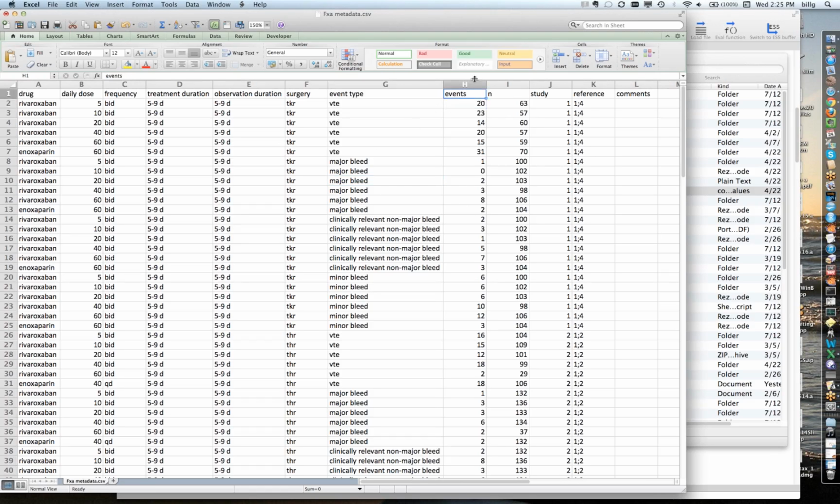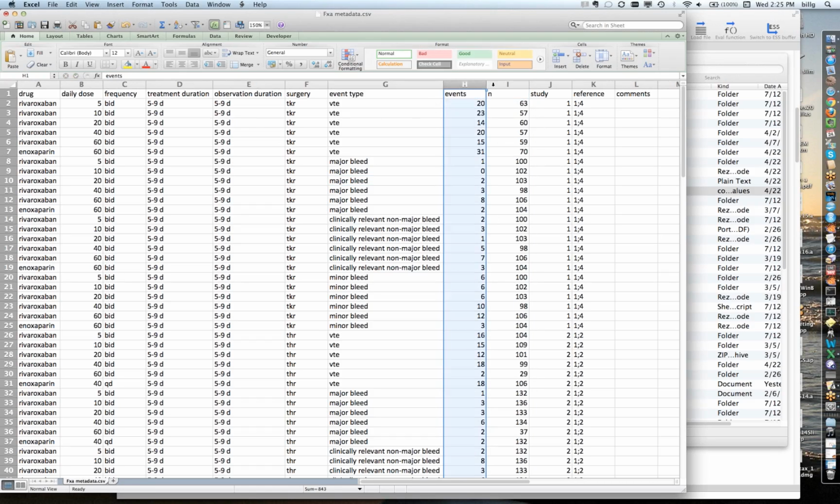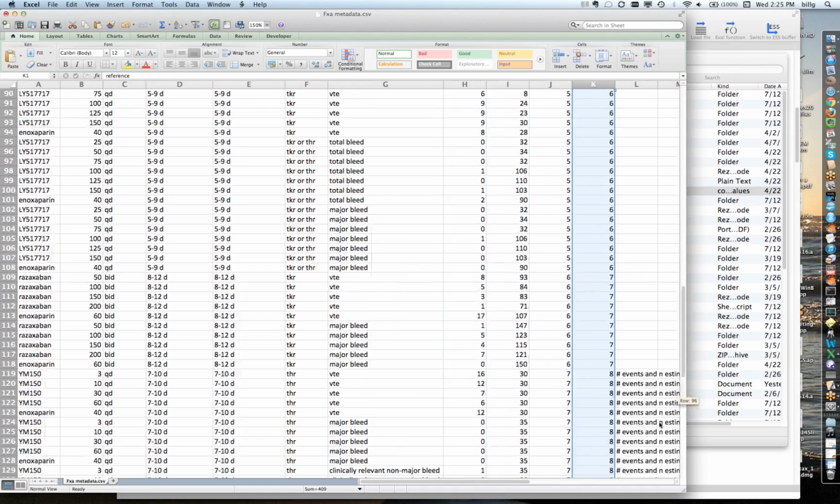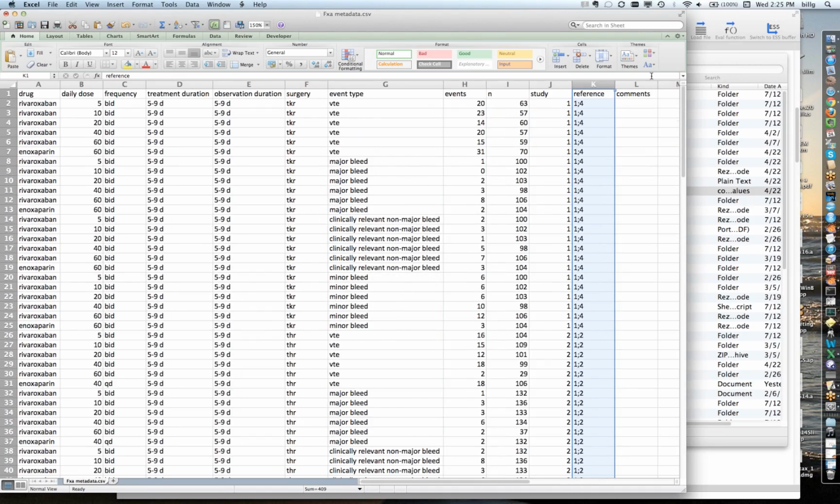The events here then represents the number of events per treatment arm out of, and then the N is the total number. I'm sorry, I say number of events, although in this case that's really equivalent to number of patients. So it's really the number of patients experiencing that particular kind of event. N is the total number of patients at risk in that arm. And then I have a study identifier here. There was a reference number here, but I've long since lost track of the bibliography for that, so we'll just ignore that.